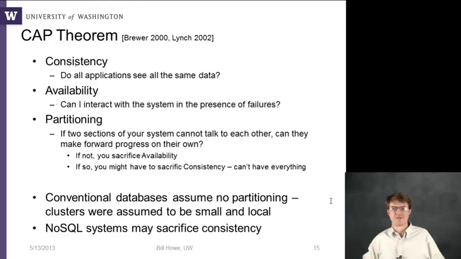Okay. And so the point is you can't get all three of these. All right. So you've either sacrificed availability or you've sacrificed consistency by allowing things to continue working. So conventional databases essentially assume that there is no partitioning. And again, this is a function of them only operating on tens of nodes at a time, right? They didn't go to this sort of 1,000 node scale or planet-wide distributed systems.